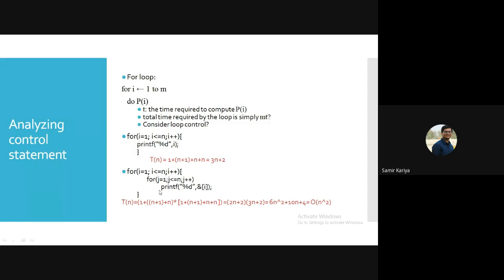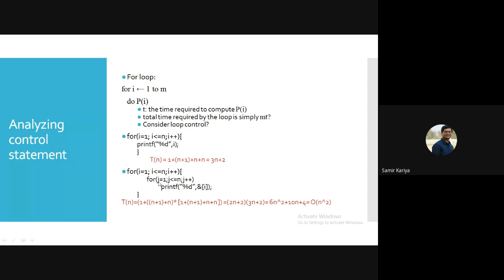Similarly, next code: two for loops, or a nested for loop. For a nested for loop, we simply know that in short form it is directly n square. Or if you want to write it term by term, let's execute here. i is equal to 1, only one time. i less than or equal to n, that's n plus 1. i plus plus, n. Multiplication, because it's nested.